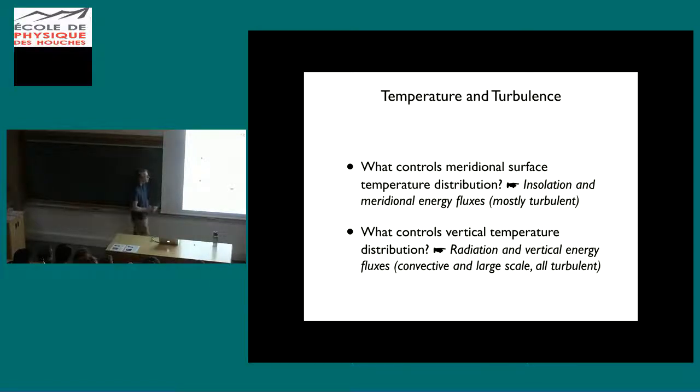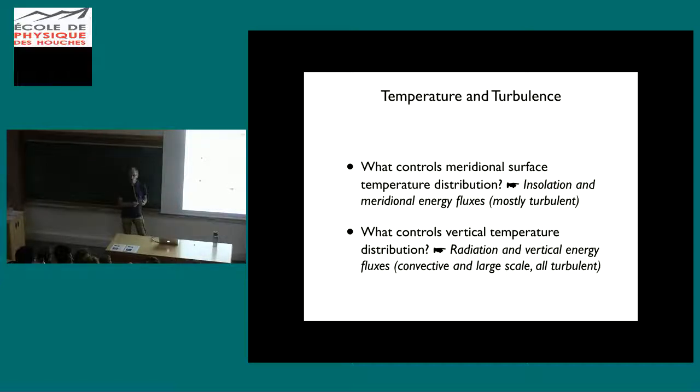And you might be surprised that we don't have that for many aspects of what I showed you. For example, the north-south temperature gradient, the meridional surface temperature distribution, what controls it? Well, insolation clearly plays a role, how much sunlight is absorbed, but then meridional energy fluxes play the other zeroth order role next to insolation. And these energy fluxes are for the most part turbulent.